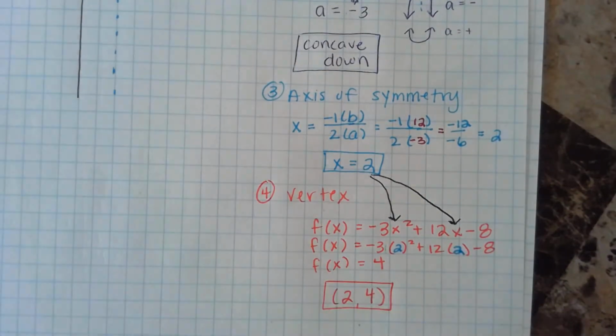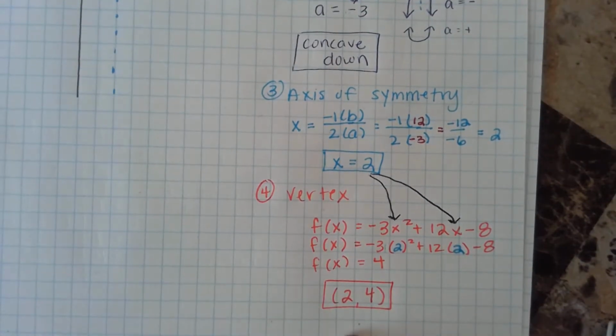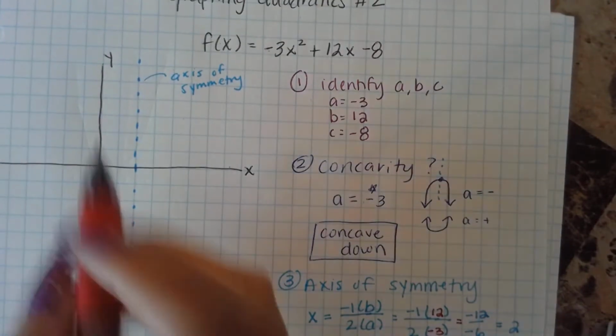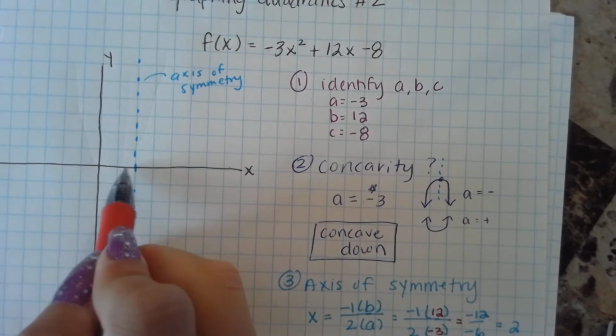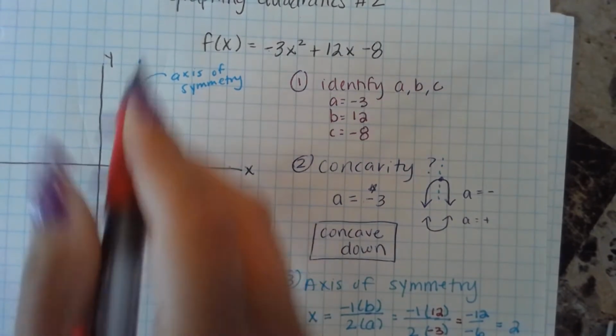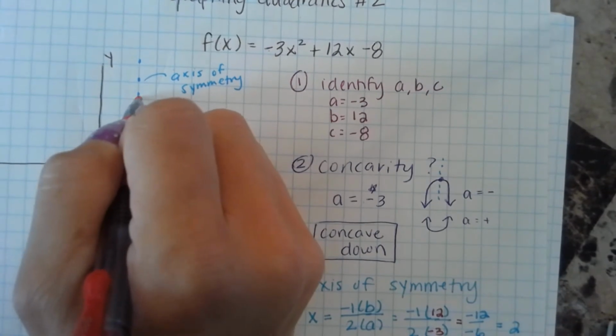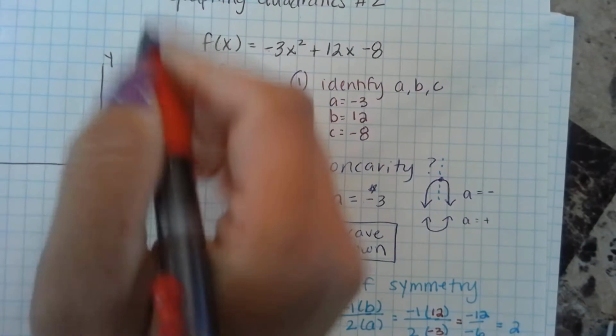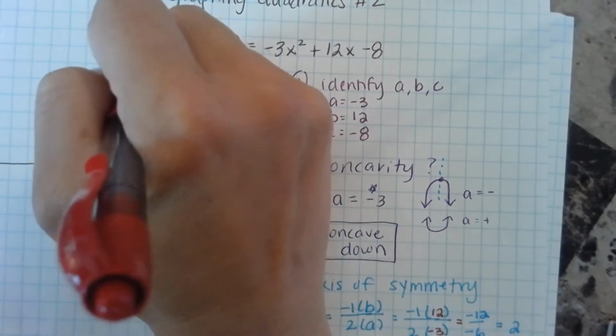Let's go ahead and put that on our graph. So 2, 4, okay? So let's go ahead and do this. So we go 1, 2, positive 4, 1, 2, 3, 4. So right there, and I'll even write that right here. So I'll call this our vertex, okay?